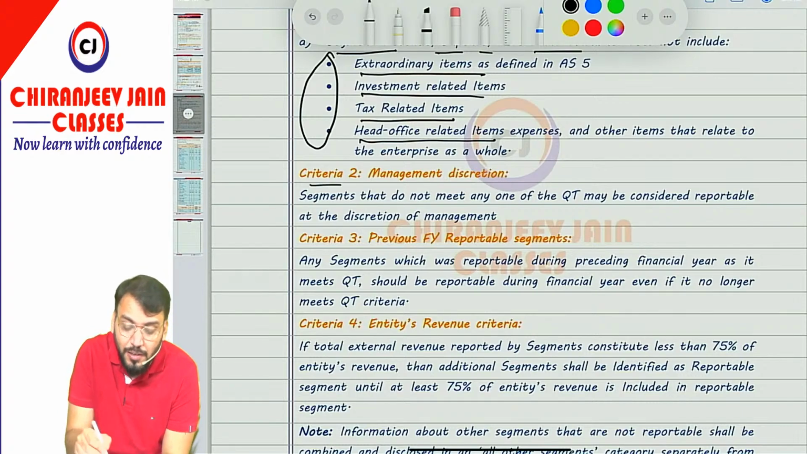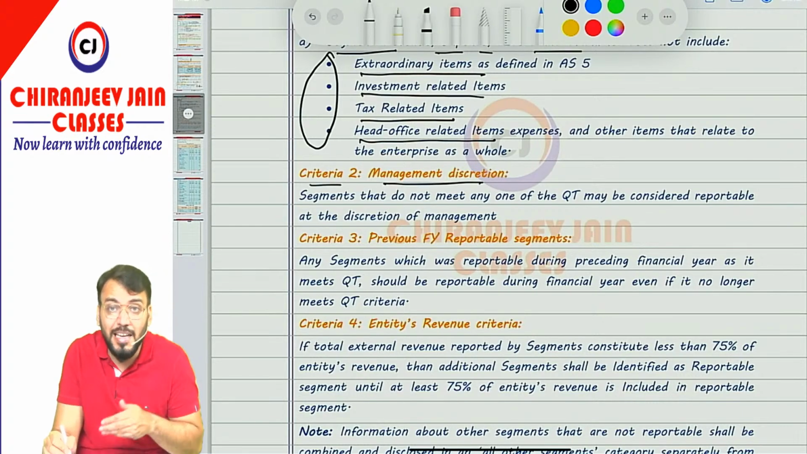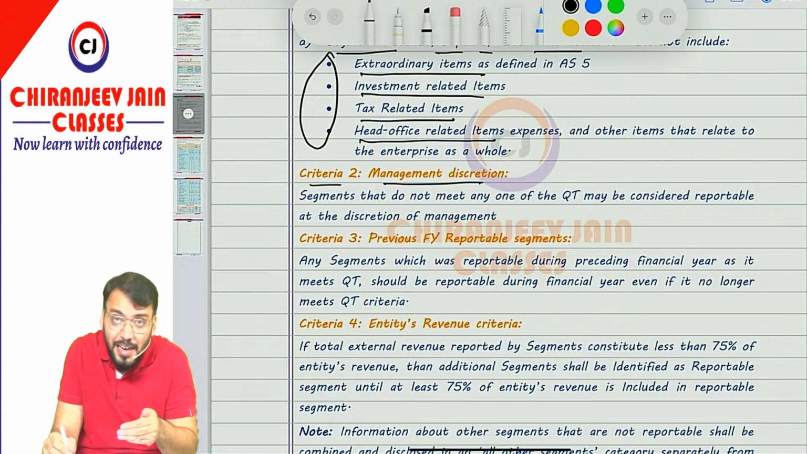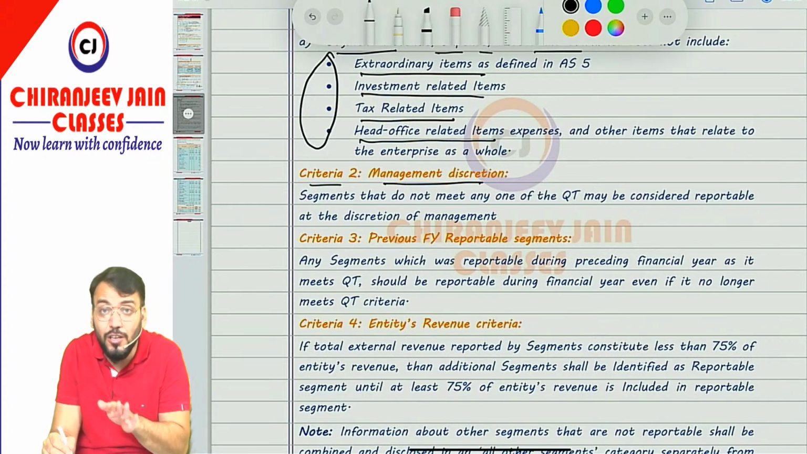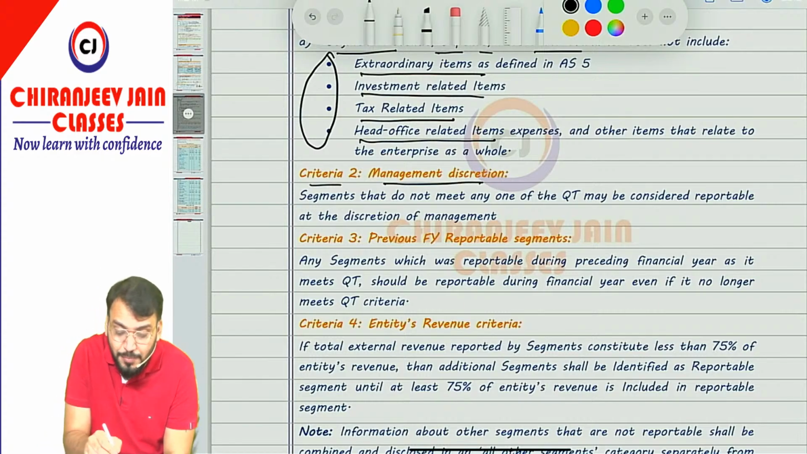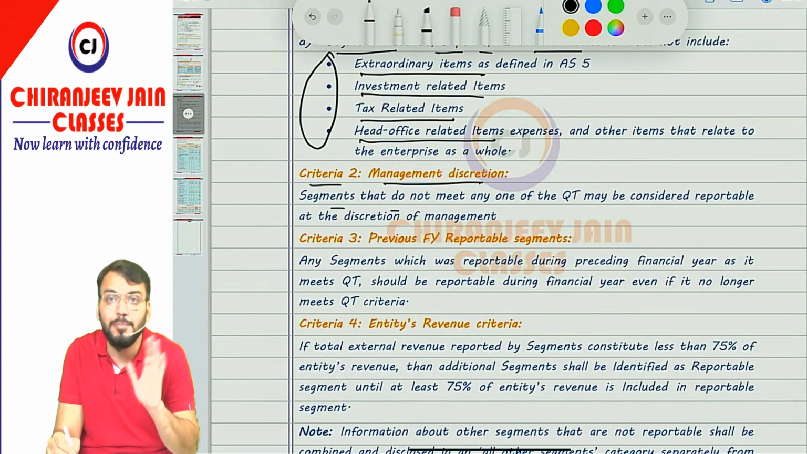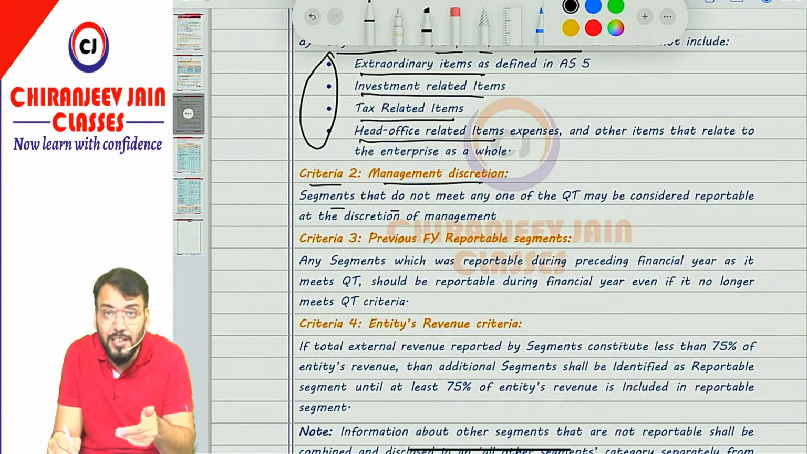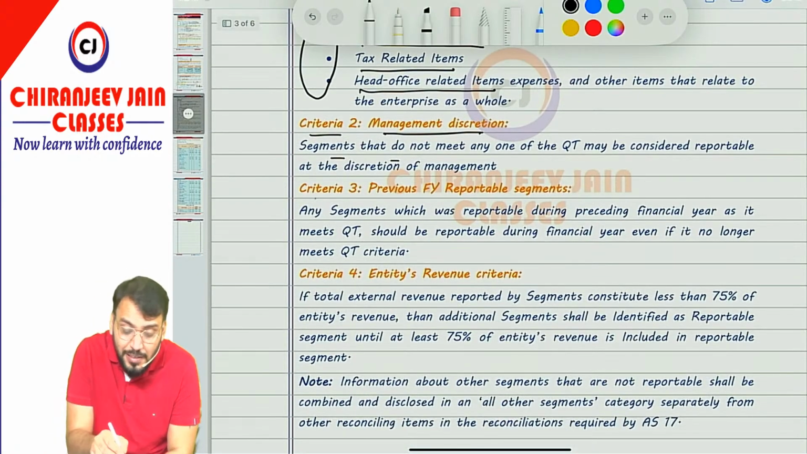Second criteria is what? Management discretion. So what AS 17 says is that management can add any segment as a reportable segment even though it does not satisfy the quantitative threshold limit. So management has the discretionary power to add any segment as a reportable segment even though it does not qualify the quantitative threshold criteria. Okay. Criteria 3 is what?